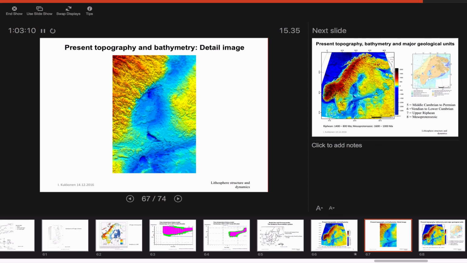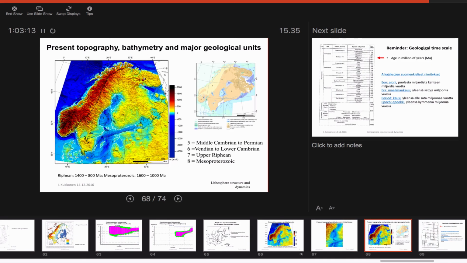But anyway, when we compare what we know about the geology here in the barren areas, you can see that the deepest parts of the basin are also the oldest. The number 8 corresponds to Mesoproterozoic sandstones, and they are also present all the way here up to there. And the deeper the basin, the older are the rocks outcropping there.